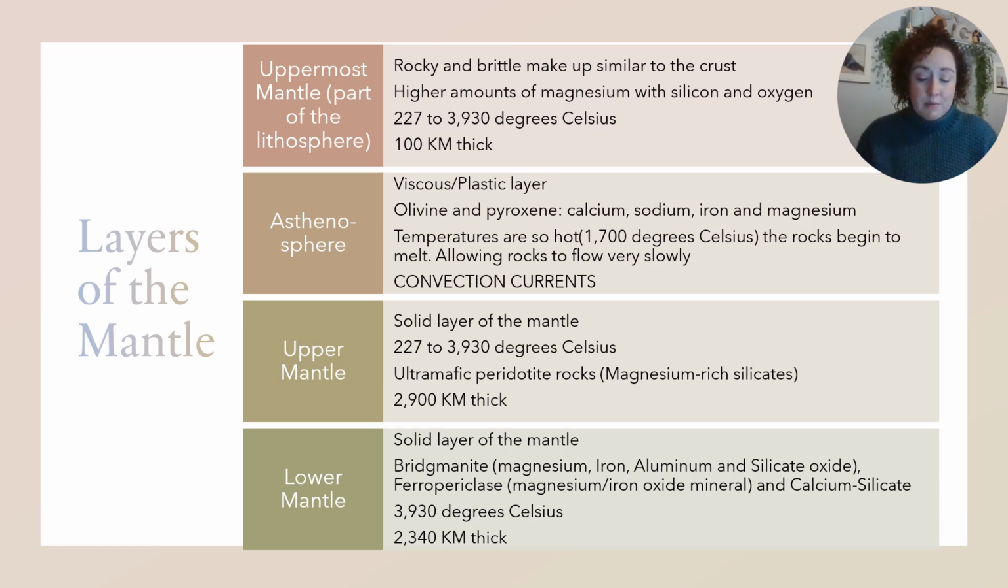Right below the uppermost portion of the mantle, which is a part of the lithosphere, we have this special little layer called the asthenosphere. Now, I don't know why all scientists apparently don't have a speech impediment, because the names that we come up with, they're hard to pronounce. So the lithosphere sits on top of the asthenosphere. The asthenosphere is this really cool viscous or plasticky sort of layer.